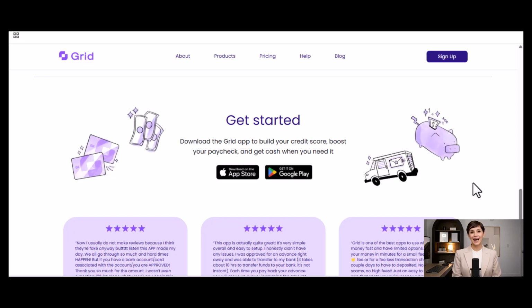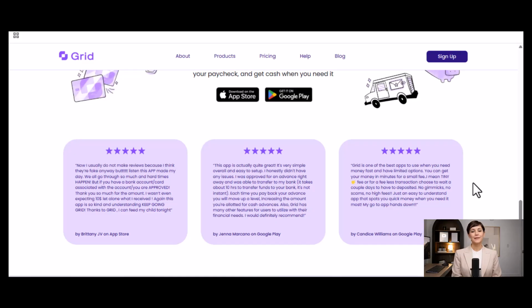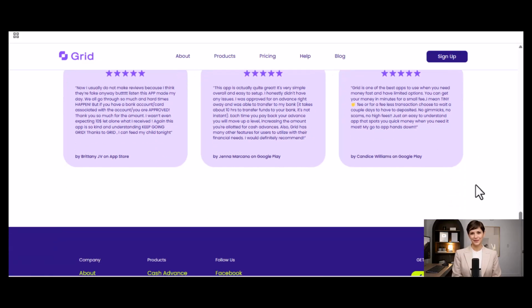Ultimately, cash advance apps should be viewed as temporary safety nets rather than reliable long-term capital. Understanding how Grid Money sets advance limits allows you to manage your expectations, optimize your account habits, and avoid relying on funds that may not always be available.